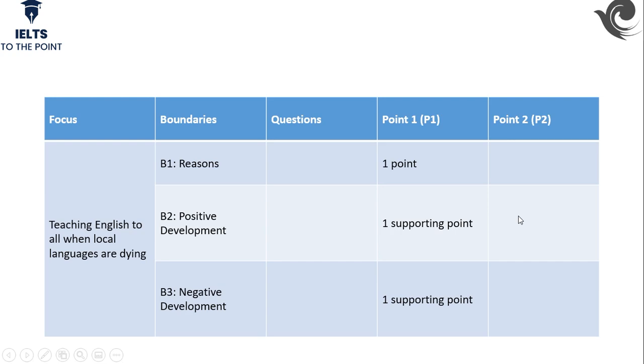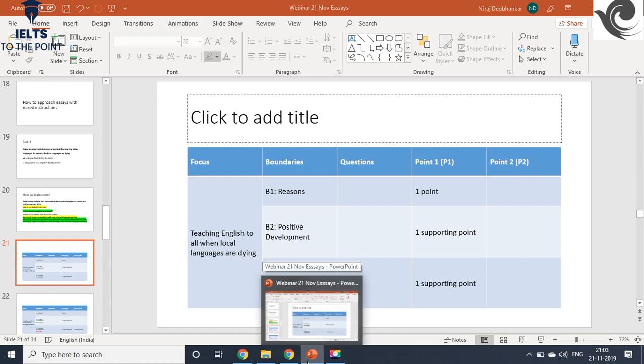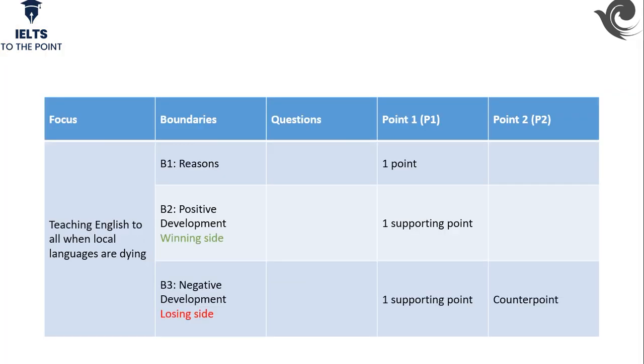So what can we do? Can anybody suggest what I can do in such cases? Exactly. That means we need to give a counterpoint, right? Absolutely. So let's say we are giving a counterpoint for negative development, whatever point that you have written over here in support of negative development. If you write a counterpoint for this, this becomes your losing side because you are taking away the credit of this point, and this becomes your winning side.